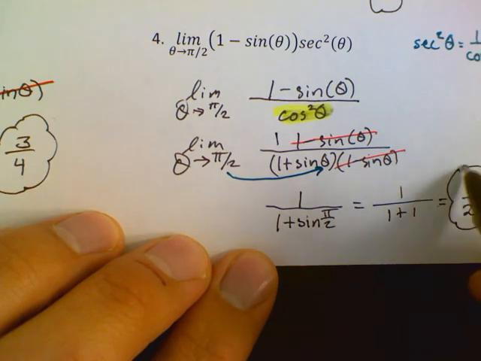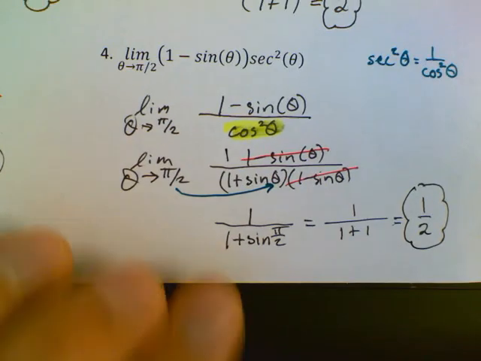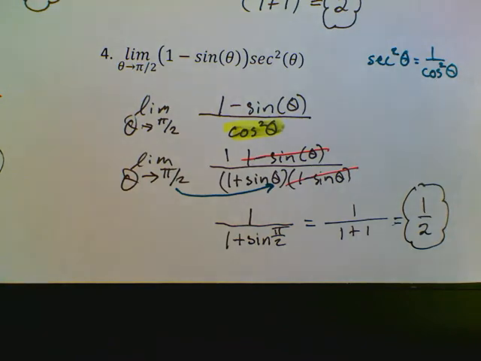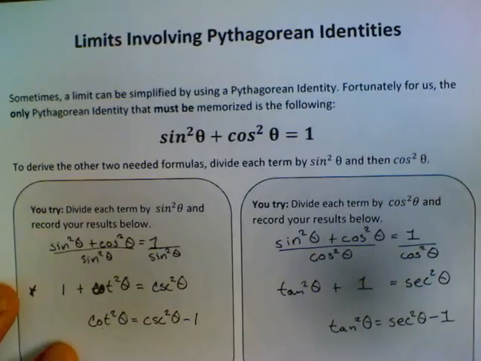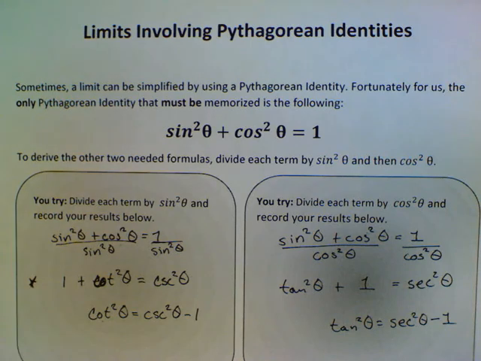All right? So all of these have some kind of removable discontinuity, and that's what allows us to cancel these factors out. Okay? So I did my best in teaching you guys limits involving Pythagorean identities. Please do your best to try and learn it so that we can move forward.